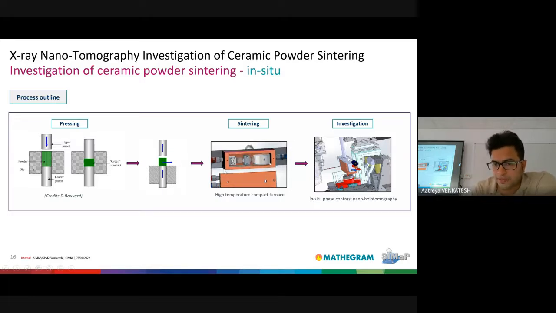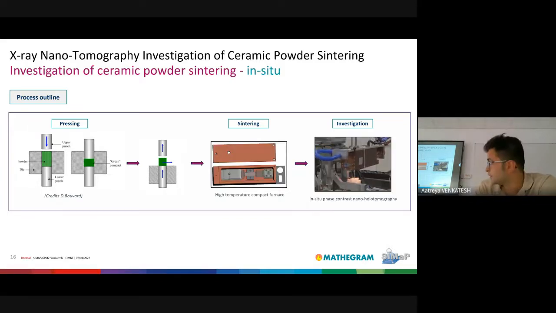Also to be noted is an efficient cooling system around the furnace, which is capable of maintaining the temperature just outside the furnace to less than 25 degrees, in spite of the furnace being at 1,500 degrees. So that fits the synchrotron conditions. And therefore, you can directly perform the in-situ experiments inside the synchrotron hatch. And this is how the investigation will happen next. Again, we use a phase contrast nano-holotomography technique using a four-distance method, as I described earlier, at the ID16B beamline of the ESRF.